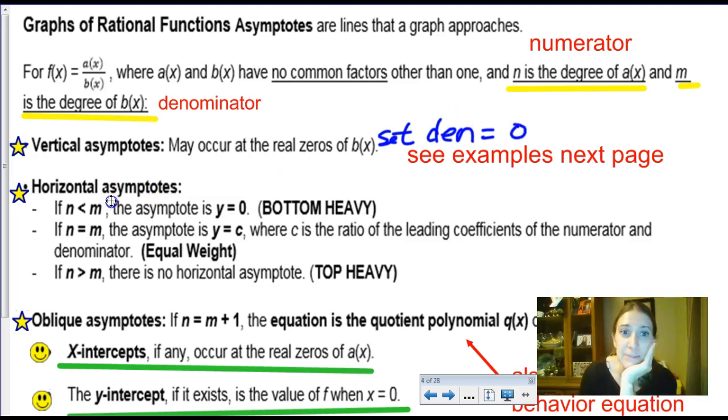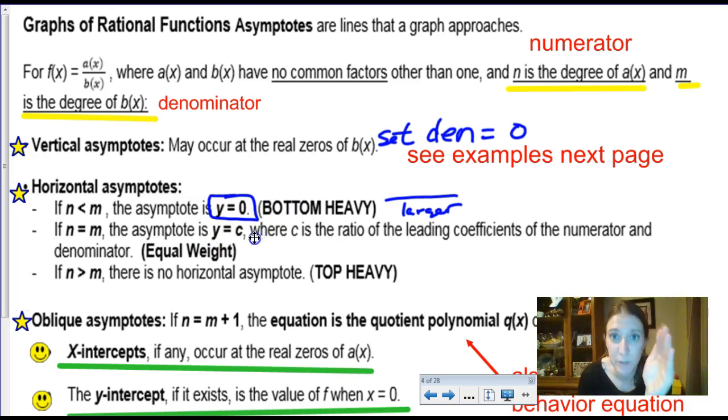And then horizontal asymptotes, we're going to have a little cheat sheet for this, by the way. If you have what we call a bottom-heavy rational function, where the polynomial in the denominator is larger than the polynomial in the numerator, like maybe a quadratic over a cubic, or a linear over a quadratic, in that case your horizontal asymptote is going to be y equals 0. If you have an equal weight, like quadratic over quadratic or linear over linear, in that case it's just going to be the coefficient ratio. We'll see examples in a second.